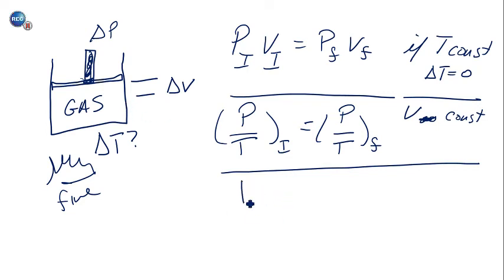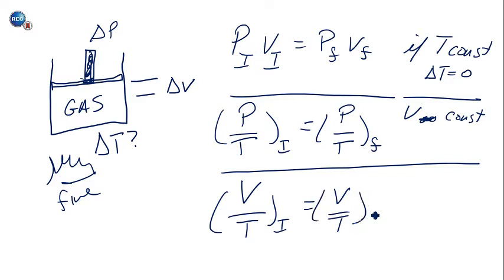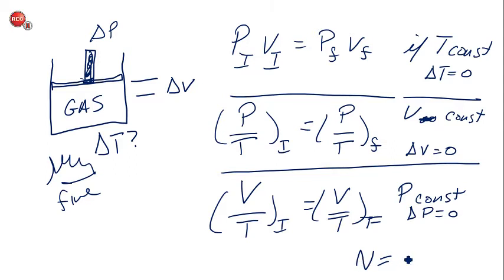So maybe the volume is constant. And so the initial volume looks like the final volume. And so this is if pressure is constant. So delta V is 0 here and delta P is 0. And so the other assumption is that the number of molecules is constant.